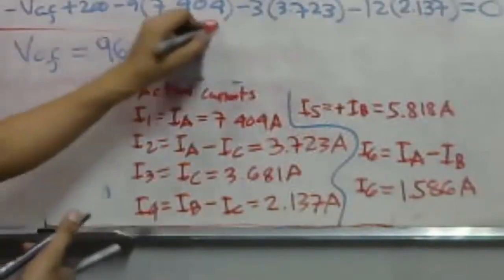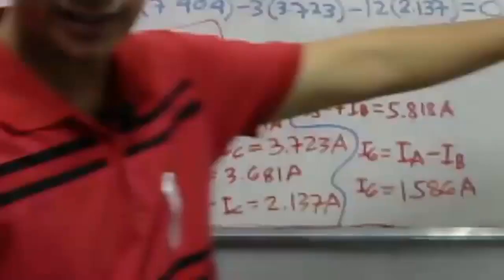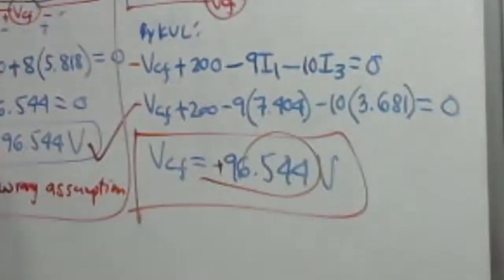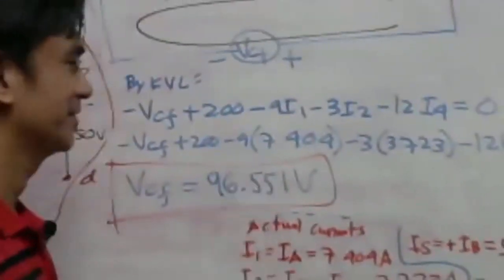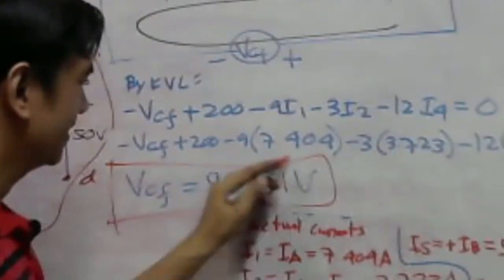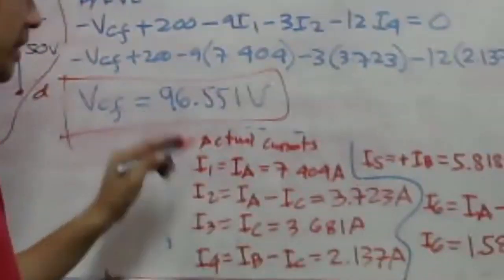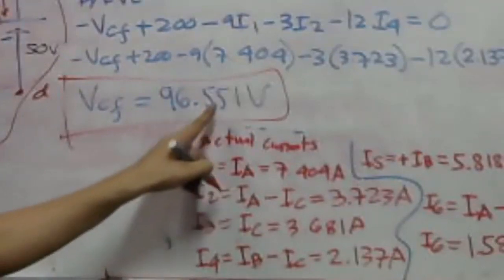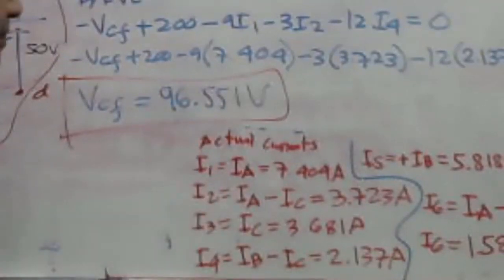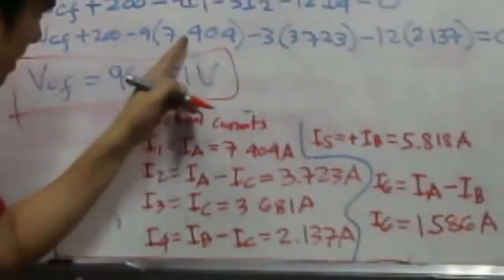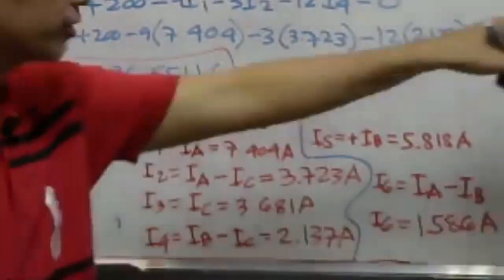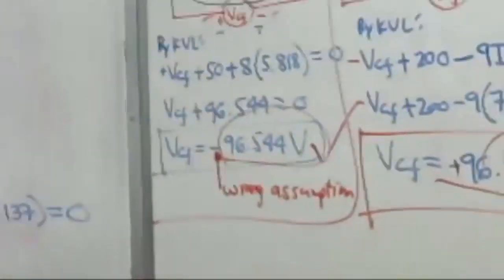Really? Sir, because the answer shown here is 96.544. Your answer is 96.551. See? Oh my goodness. This is just a little difference because we are dealing with decimal places. You see a little difference of 44. This is 44. This is 51.